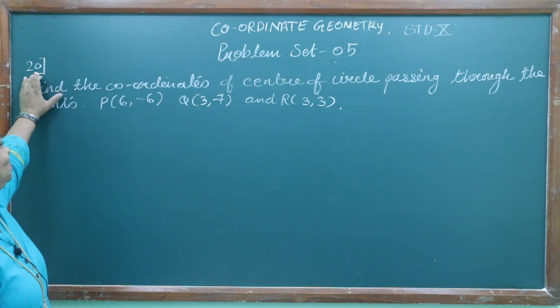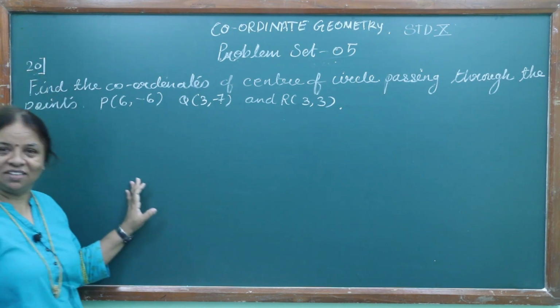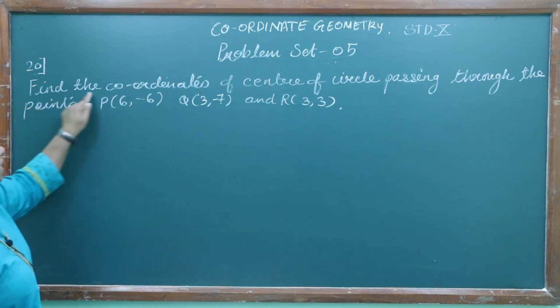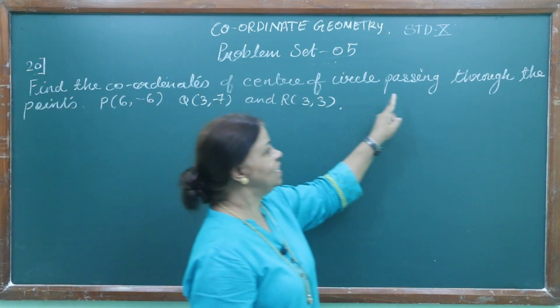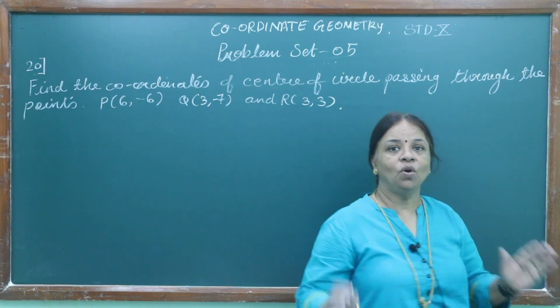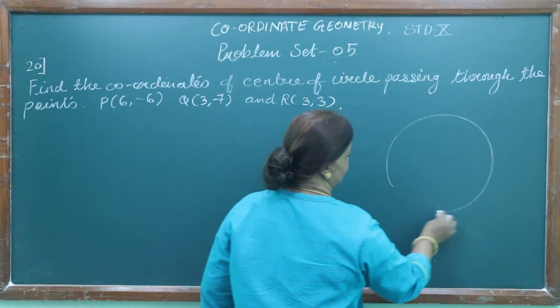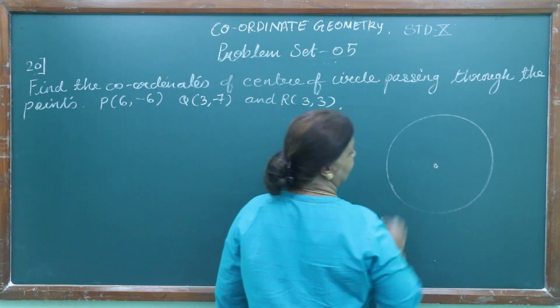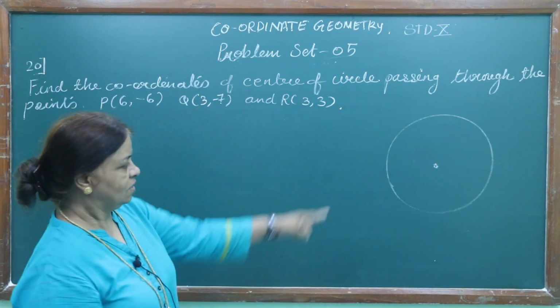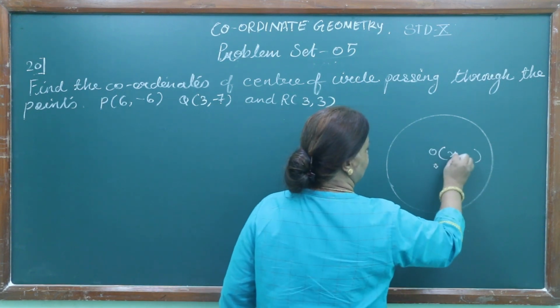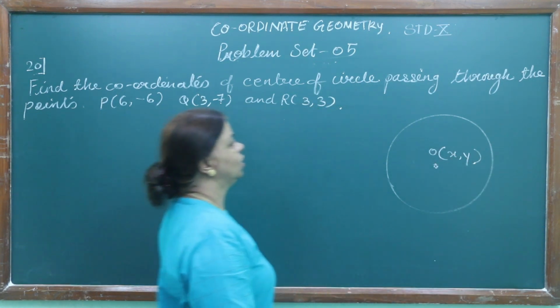I am happy because we are going to finish after this one more sum and then we are done. See, find the coordinate of the center of the circle. We want to find out the coordinate of the center of the circle. This is the circle and we want to find out the coordinate of point which is center. Say it as O (x, y), consider it.